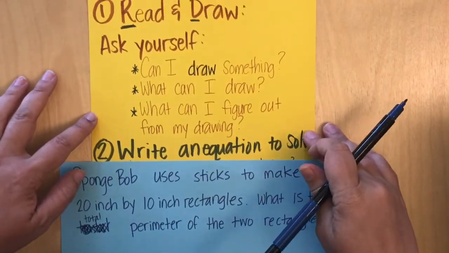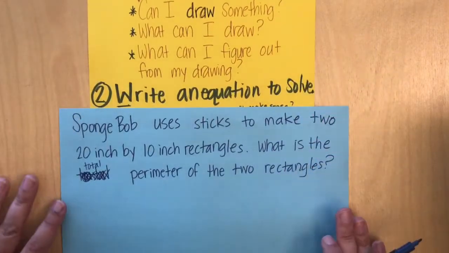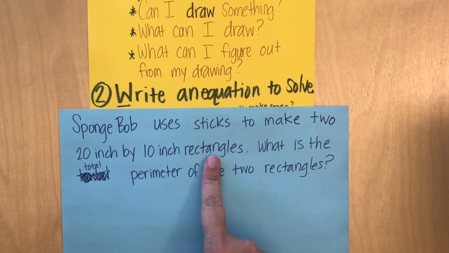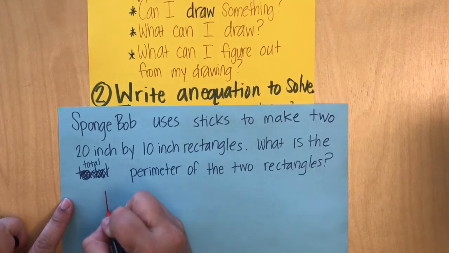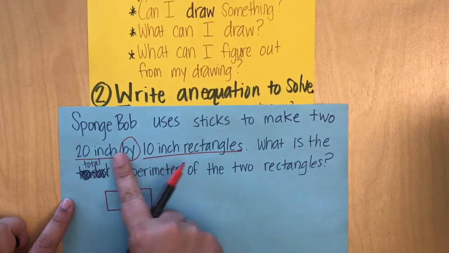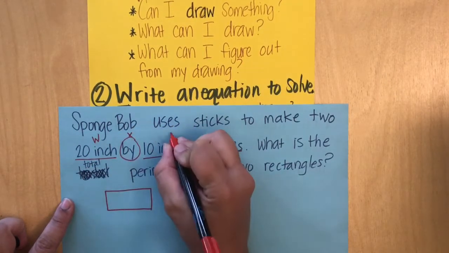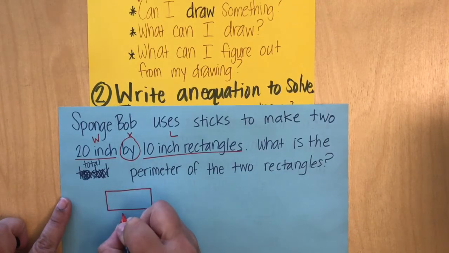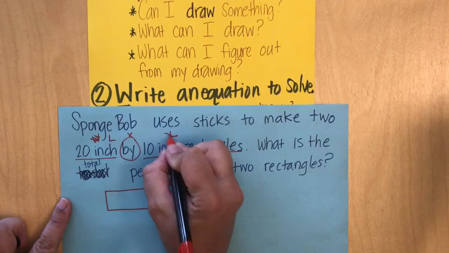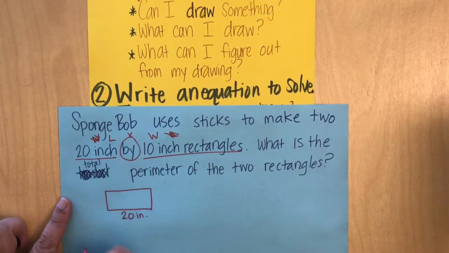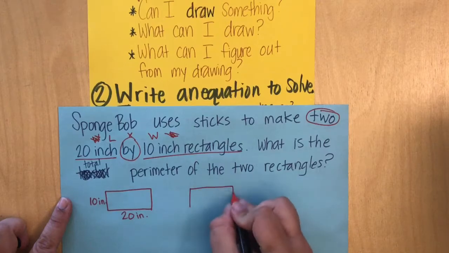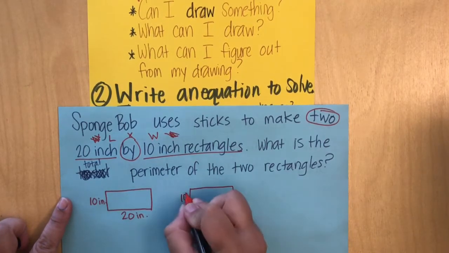All right, let's go through the RDW process together here. Looking at my problem, SpongeBob uses sticks to make two 20-inch by 10-inch rectangles. So already I see that I could draw a model of what those rectangles look like. I'm going to draw one rectangle here, and it says 20-inch by 10-inch. When you see that, remember that just means width by length, or sometimes vice versa. Our longer measurement is going to be the longer side. So in this case, it's going to be length times width, 20-inch by 10-inch. And it says that there's two of these rectangles, so we have another rectangle that is 10 by 20 inches.